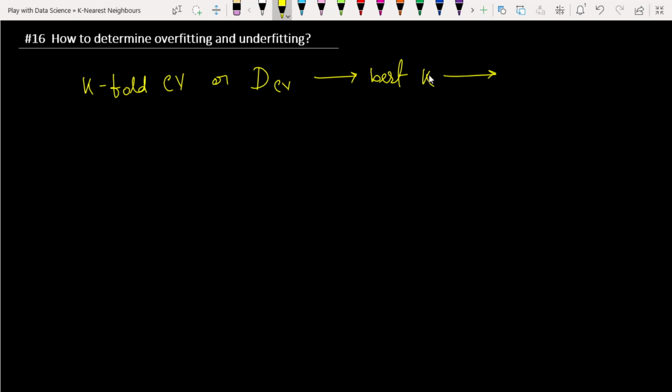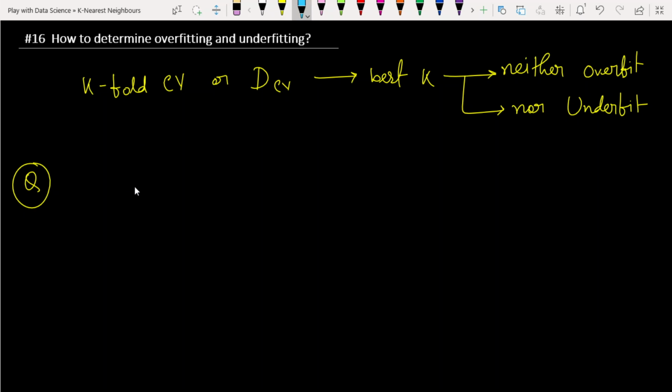In this best k, our model is neither an overfit model nor an underfit model. We have seen this thing. Okay.